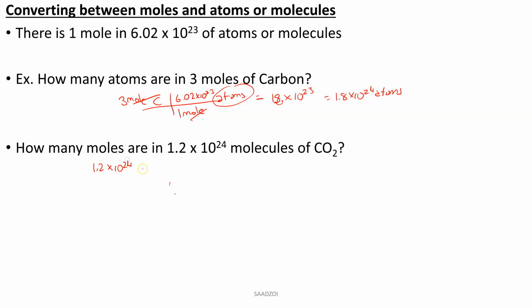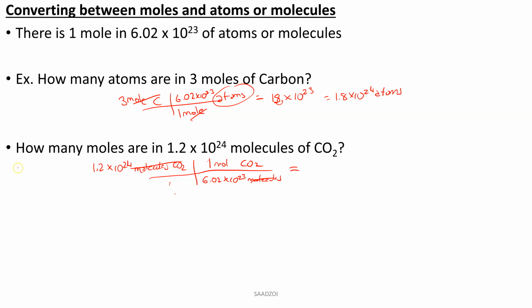So now we're dealing with a compound because they're saying molecules, right? Same thing, T-chart as usual. So we know there's 6.02 times 10 to the 23rd molecules in 1 mole of CO2. So look, units cancel, units cancel. We're left with what we're looking for. 1.2 divided by 6, that's nothing more than 0.2, right?